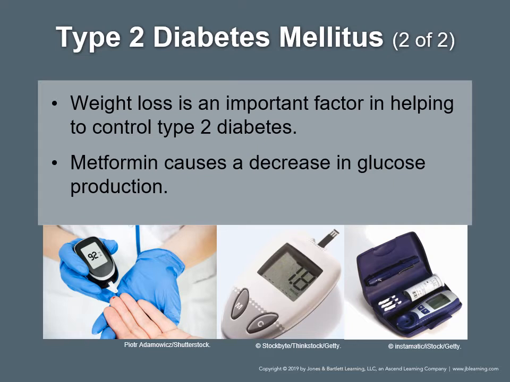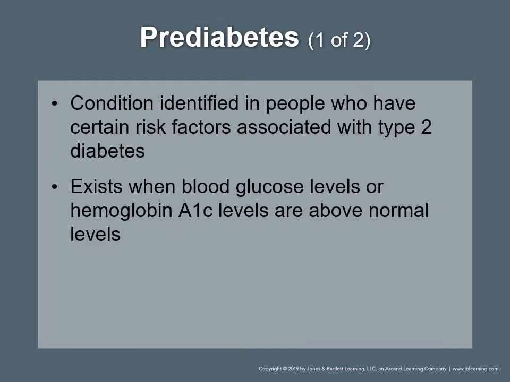Weight loss is an important factor in helping to control type 2 diabetes. Metformin is the medication most commonly prescribed for the management of type 2 diabetes and causes a decrease in glucose production. Prediabetes is a condition identified in people who have certain risk factors associated with type 2 diabetes. It exists when blood glucose levels or hemoglobin A1C levels are above normal levels, yet not high enough to be diagnosed as diabetes. The goal for a diabetic patient is an A1C level of 7% or less.